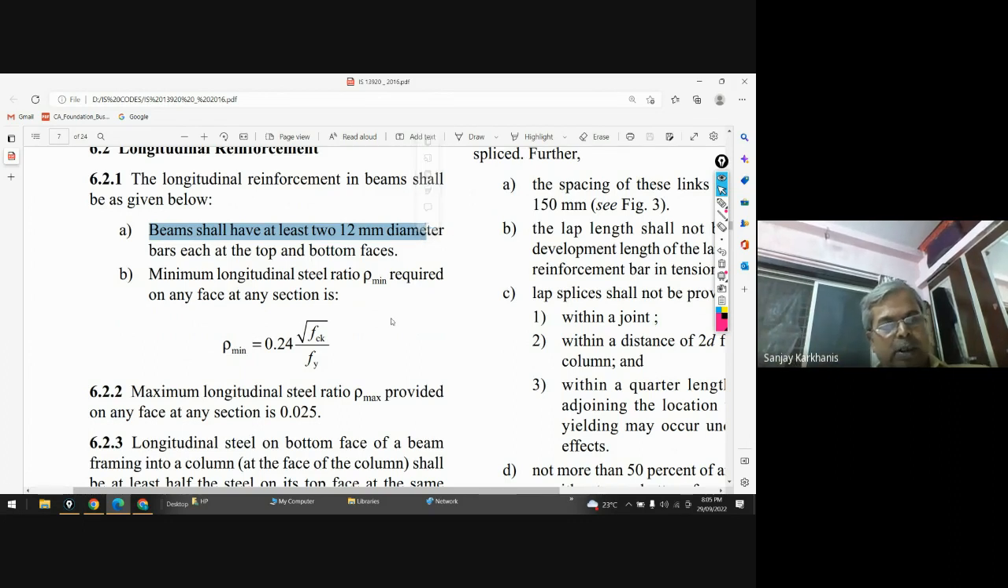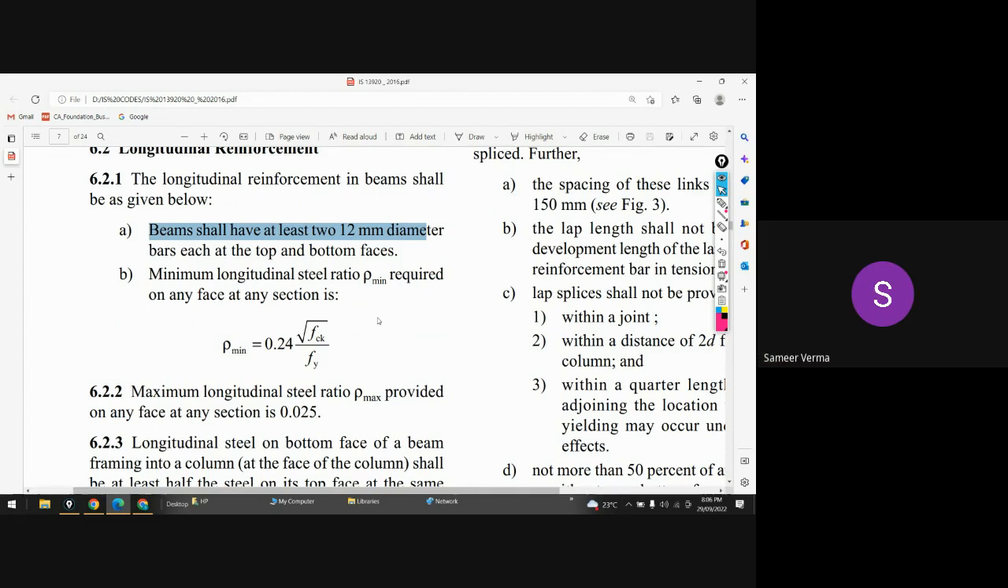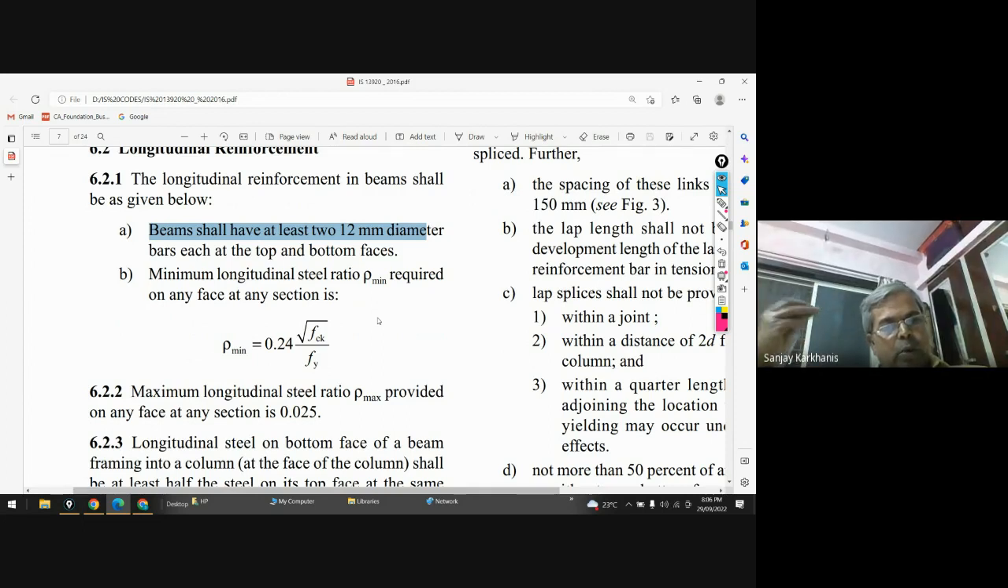हम लोगों को वो practice है, we are using 10 dia bar at top. Yes, sir. That is okay when you are going to design only for gravity loads. But if you are going to design the building or structure to resist the lateral loads, then the minimum longitudinal dia bars is 12 mm. Okay.